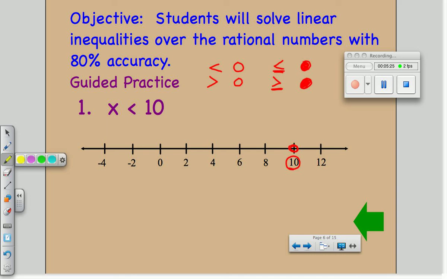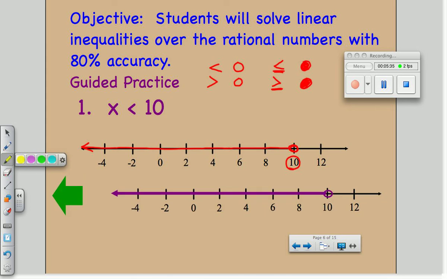So which direction do I go if I'm talking about numbers less than 10? All these numbers are less than 10. So that's what my graph looks like. Okay? There's your graph.